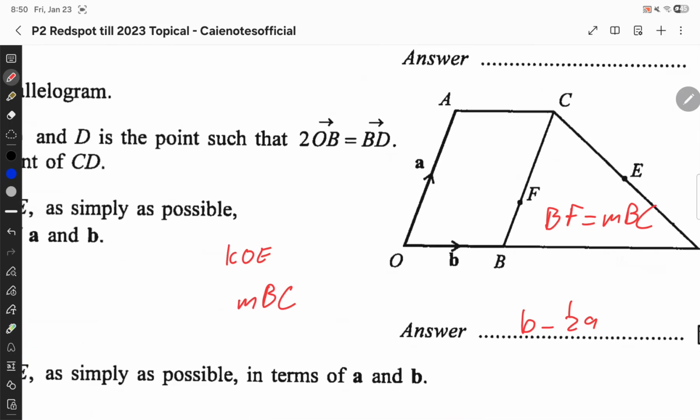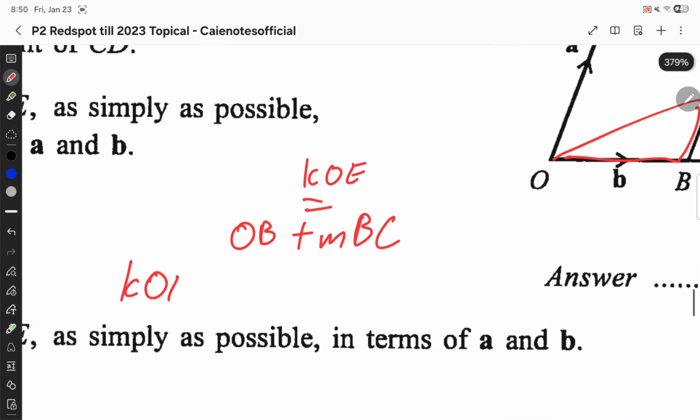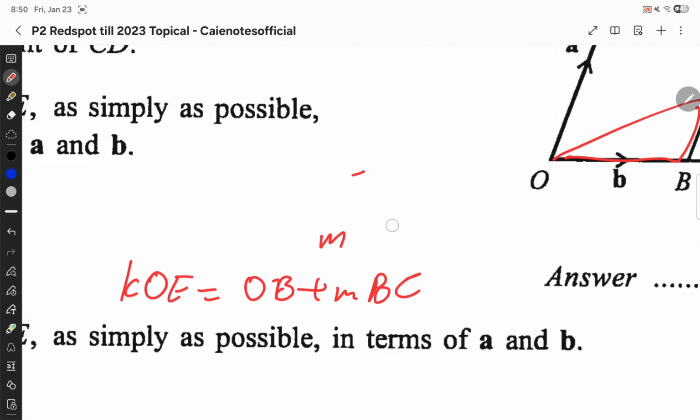But there's one problem. We start at B, and here it needs to start at O. To fix this, we simply add the vector path up to B from the origin, which is simply like this. And the final thing, we know these two will end up at the same point, so we just equate them like that. Simple. k OE is equal to OB plus m BC.